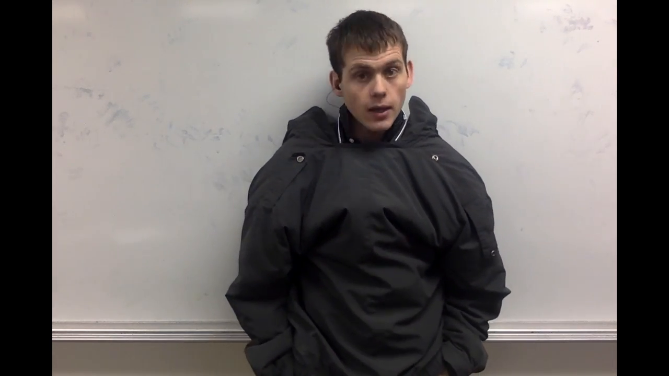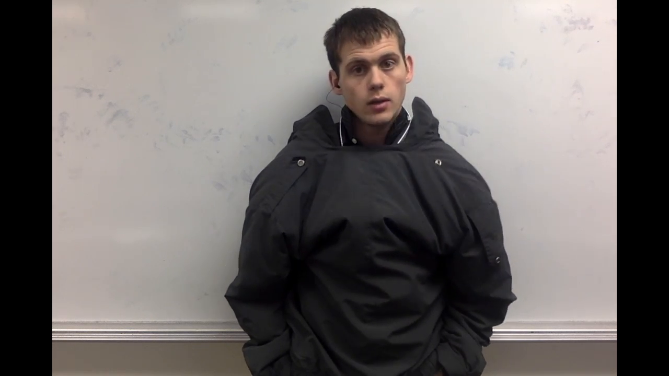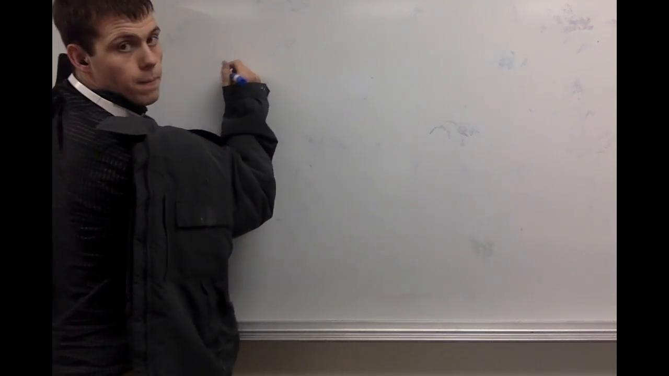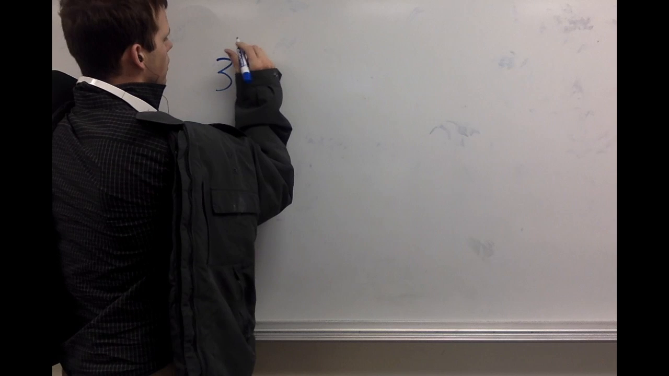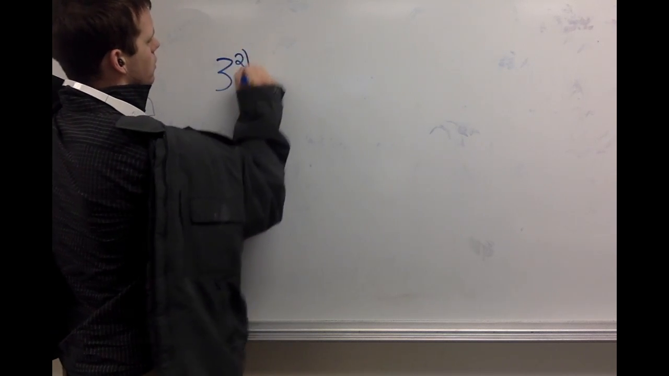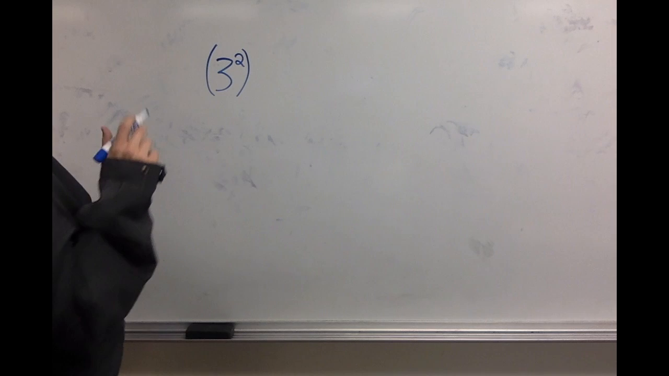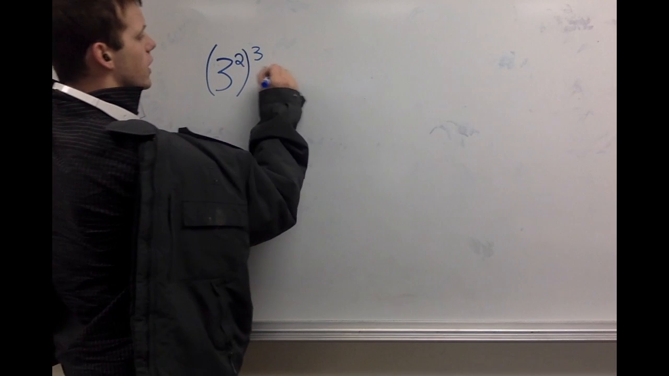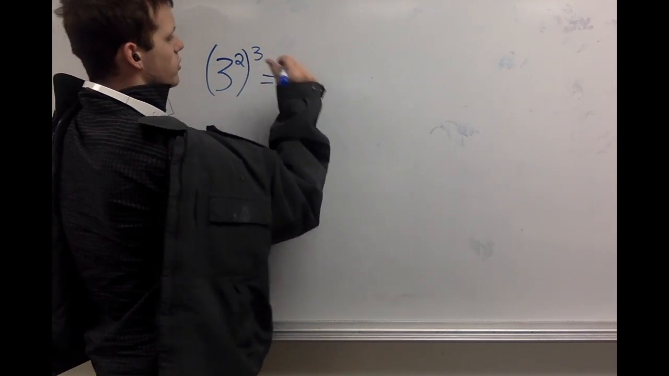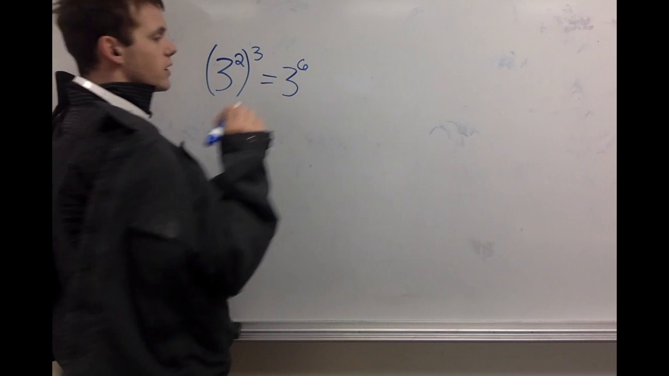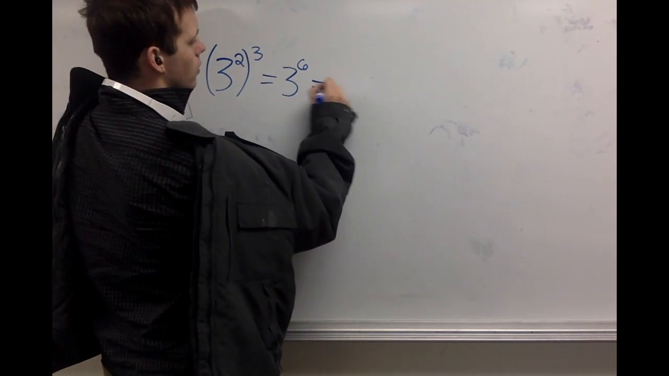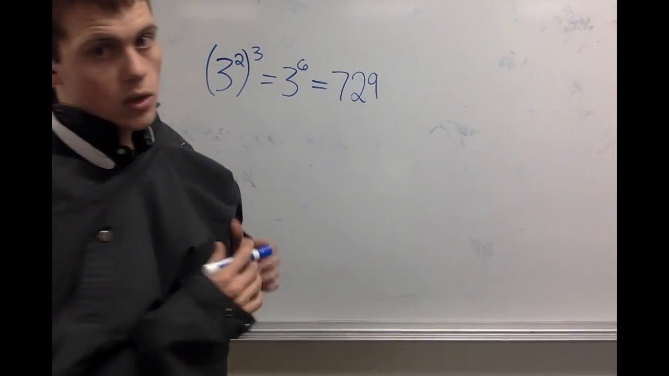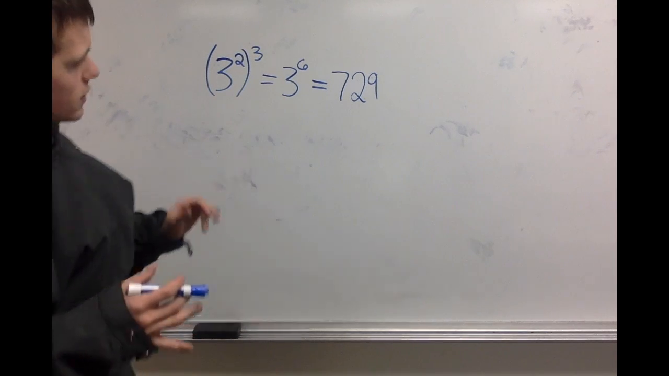Now, one thing we didn't do in any of these videos, but you will be asked to do later on, is evaluate. So remember, evaluate means to find an answer. An example of that would be 3 squared, all to the third. So then you would take 2 times 3, which is 6, and now you would need to find what 3 to the 6th is actually equal to.